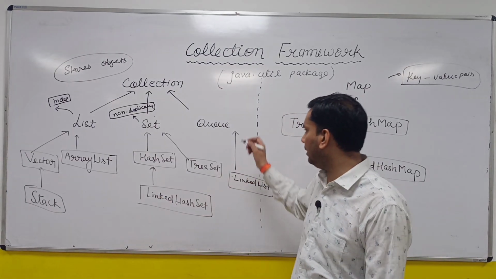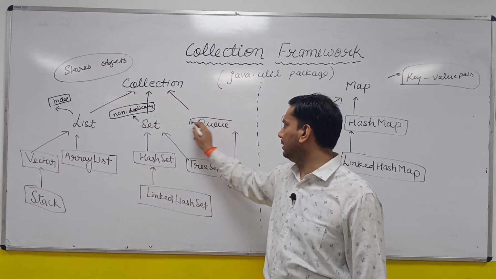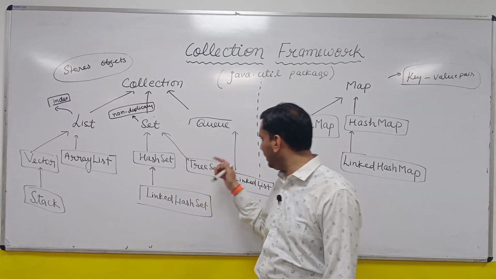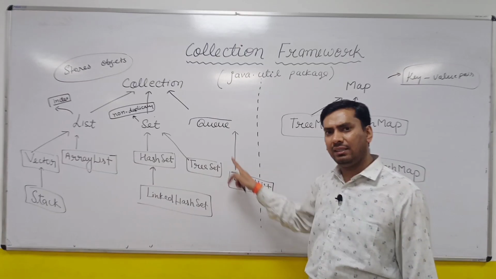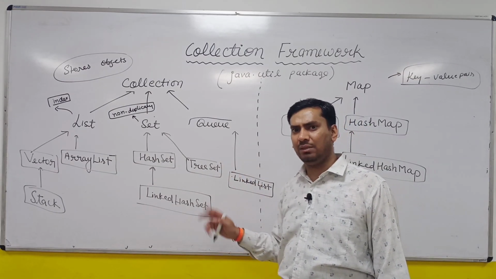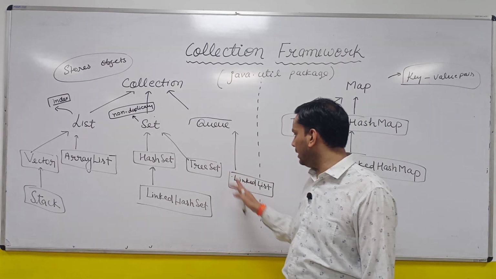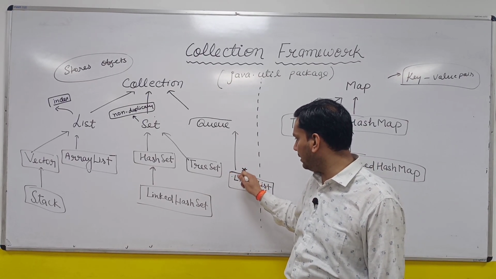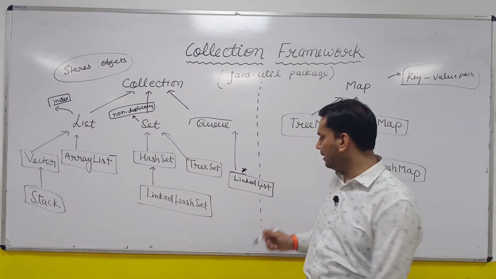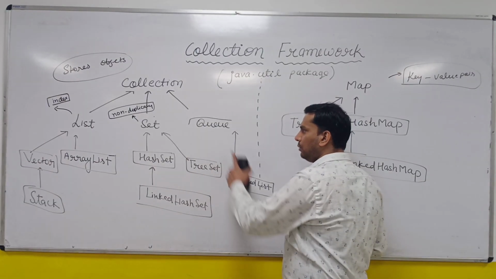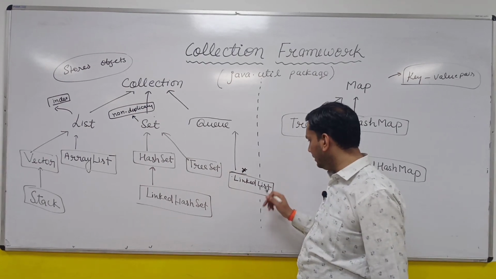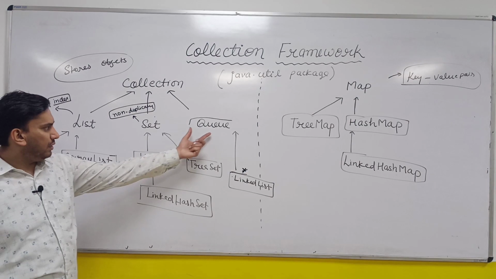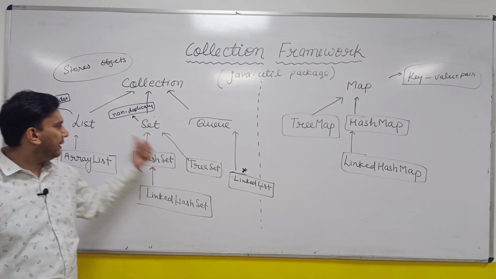Queue performs the same kind of behavior as you have studied in data structures, first in, first out. For queue, there is one subclass, LinkedList. There are some other classes, ArrayDeque is there, PriorityQueue is there. So all those are there. LinkedList is a special class because it inherits queue as well as list. This is the only class which belongs to two families. It belongs to the queue family as well as the list family.